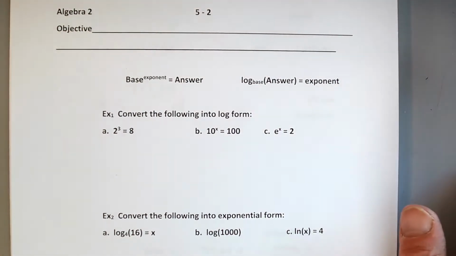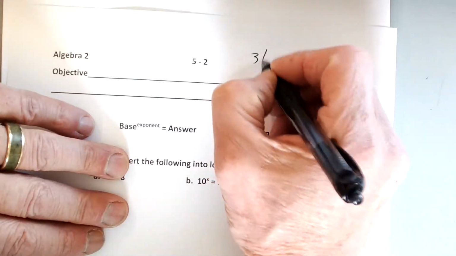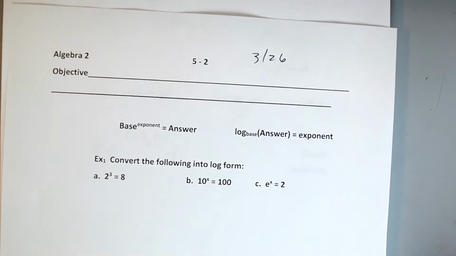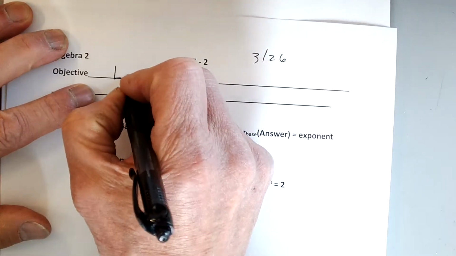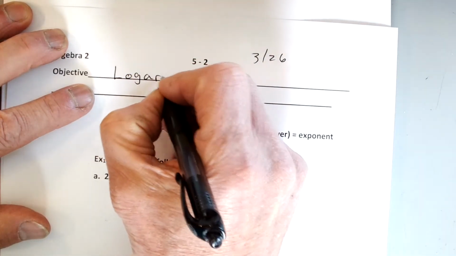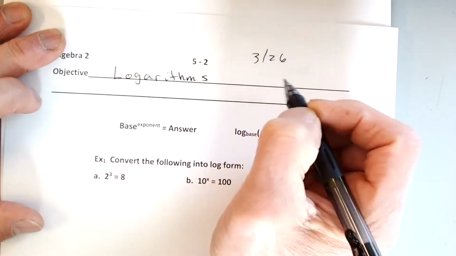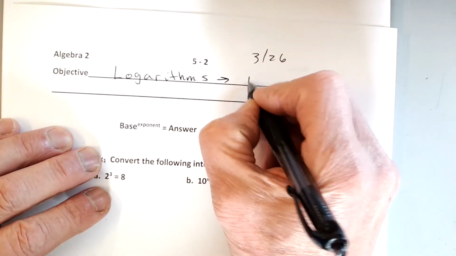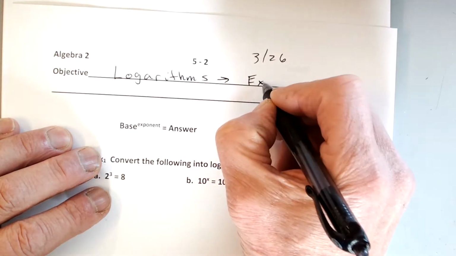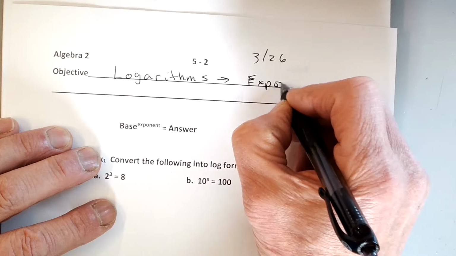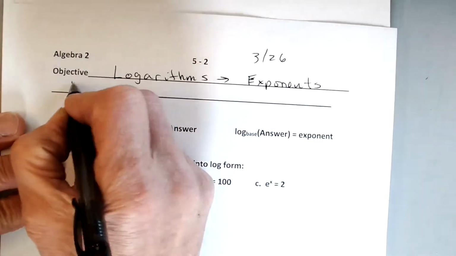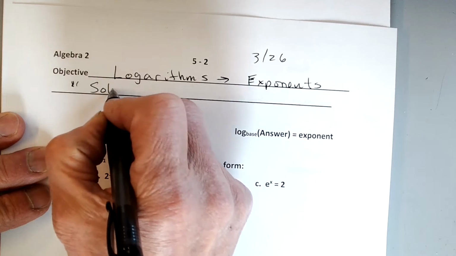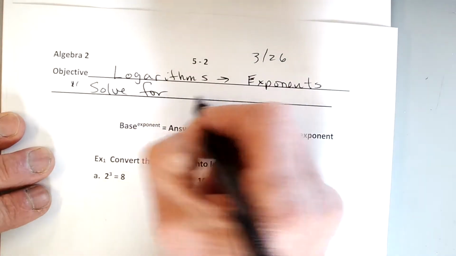So today's lesson, okay, it is 3:26, Viernes, Marzo viernes 20 y 21. There we go. Our objective is logarithms. Logarithms are exponents. And what they allow us to do is solve for exponents.